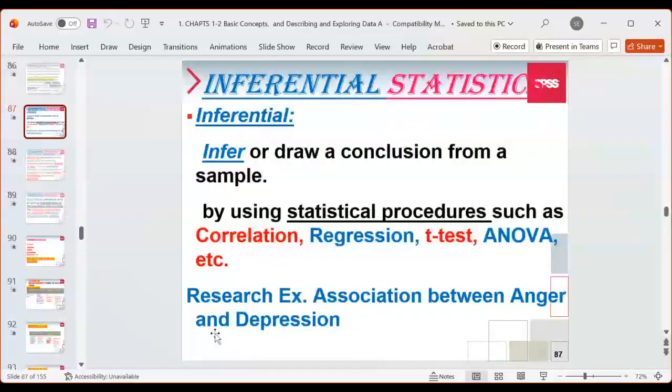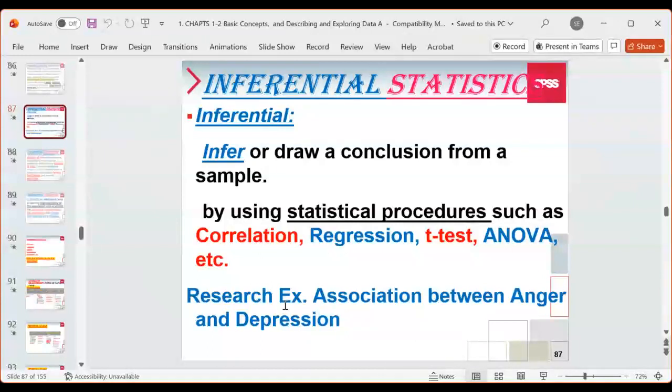Briefly, inferential statistics infer or draw conclusions from a sample. That's what we talked about. And here are the big guys: correlation, regression, t-test, ANOVA, ANCOVA, MANOVA, MANCOVA. They never stop. There's more and more coming. We talk about those big guys mostly in advanced stats next semester when you take advanced statistics.